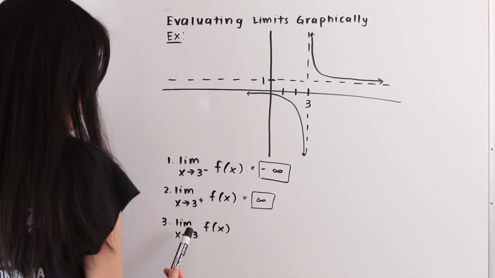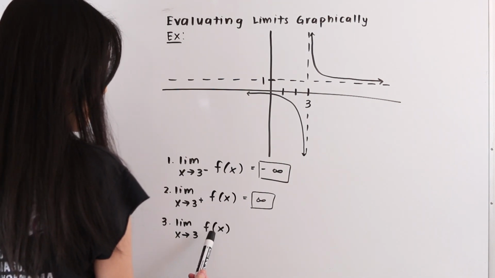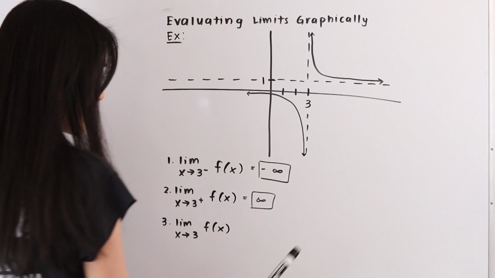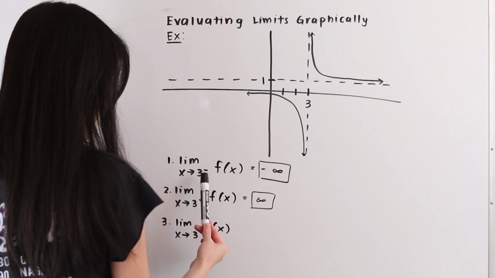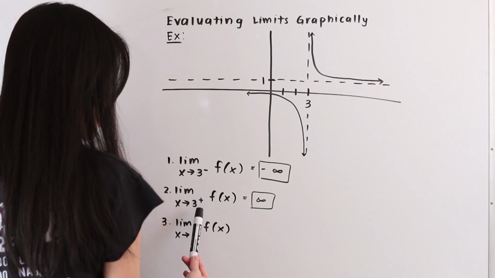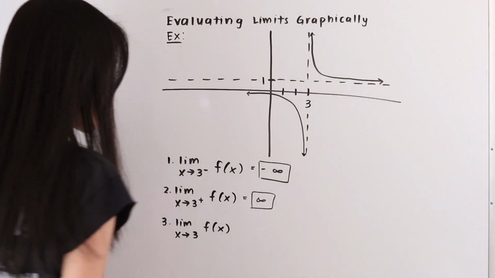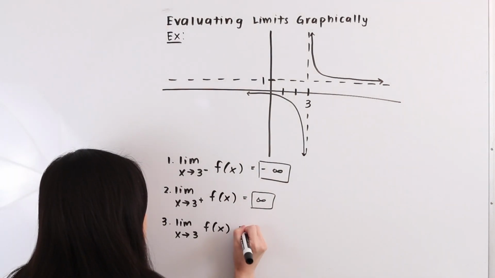In problem 3, we are asked to determine what the limit as x approaches 3 of f of x is equal to. In order for this limit to exist, the limit as x approaches 3 from the left-hand side and the limit as x approaches 3 from the right-hand side of f of x both have to be equal to each other, but we can see here that these two limits are not equal, so this means that this limit here does not exist.